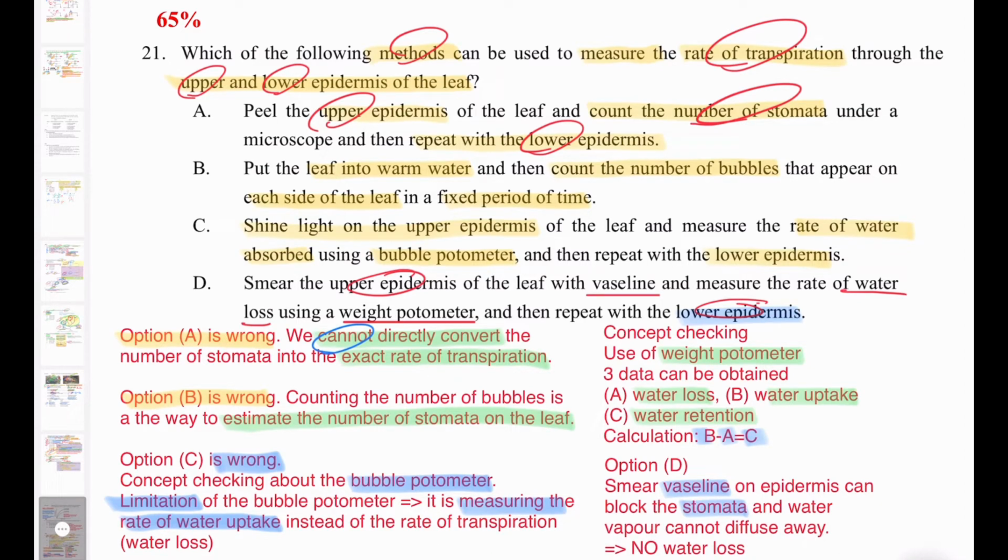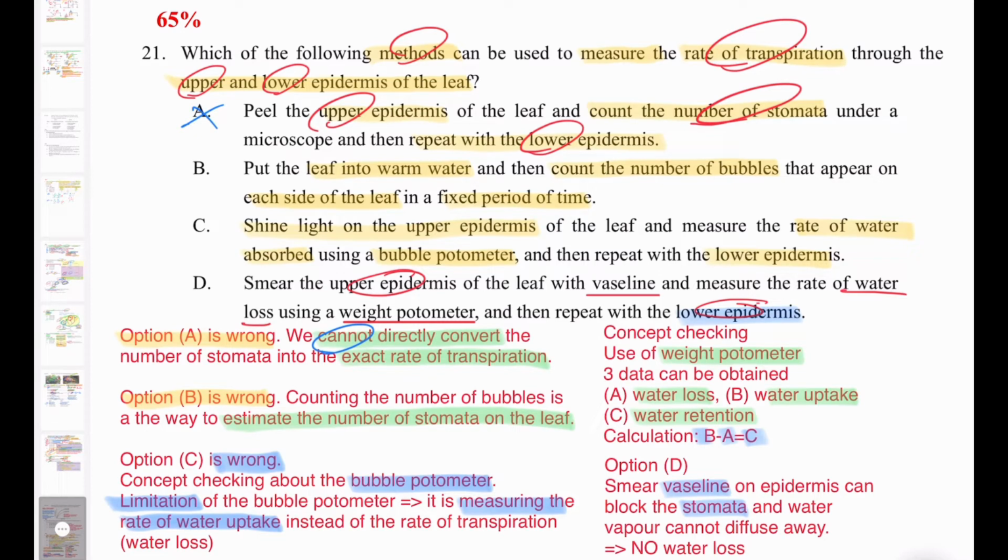the exact rate of transpiration. Of course, we know that if there are more stomata, the water loss rate will be higher. But we cannot do the conversion. For example, 100 stomata, it will lead to 5 ml water loss? I don't know. So that's why it's not a method.